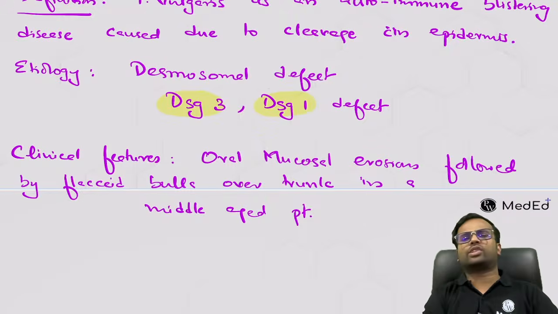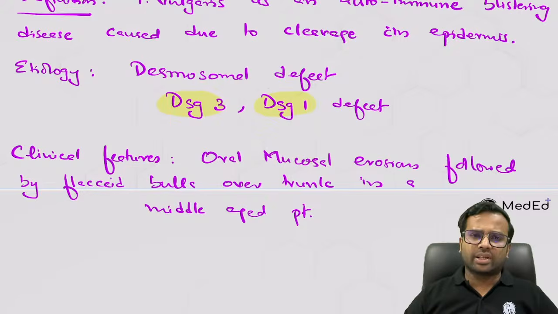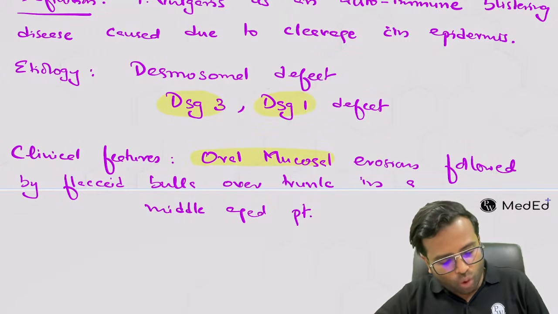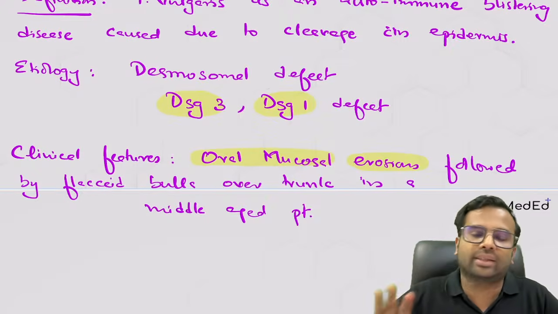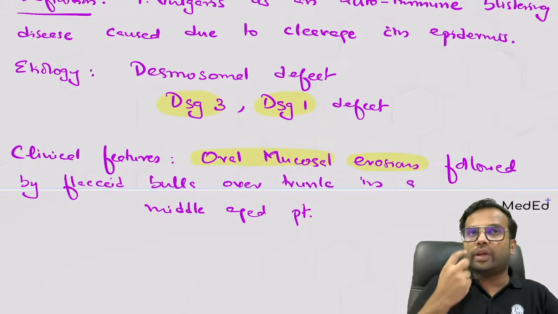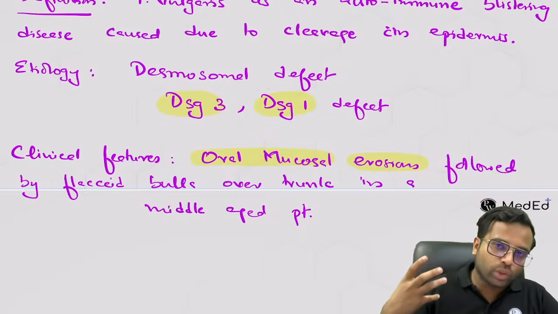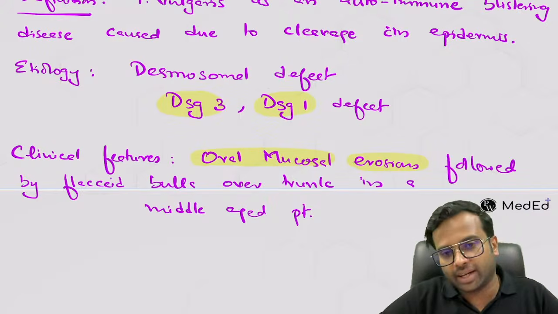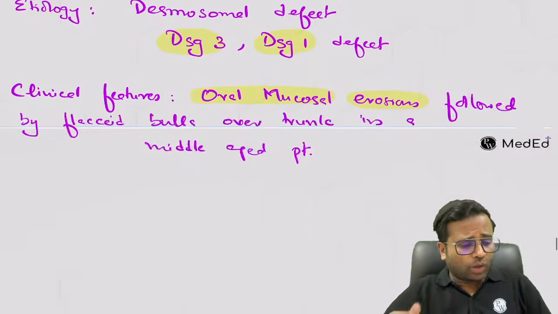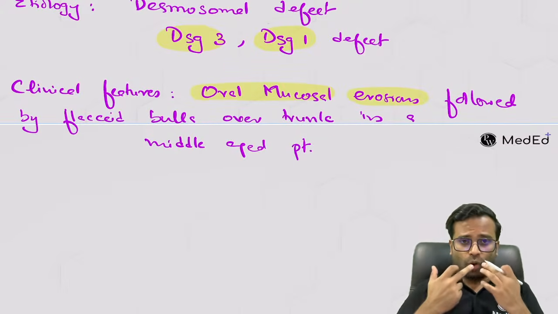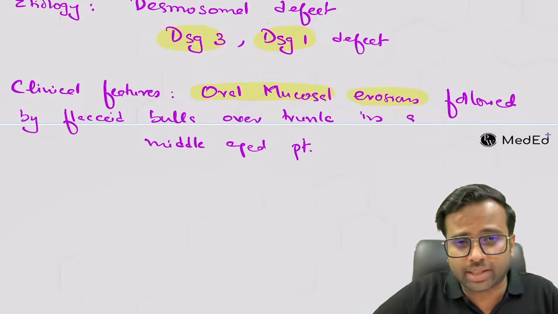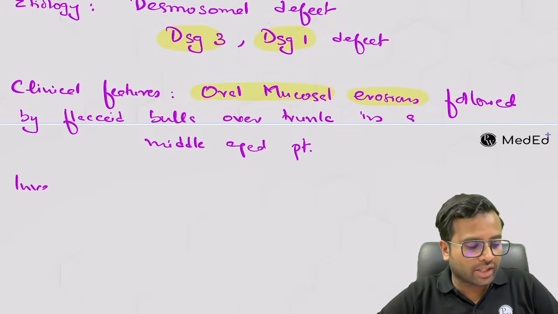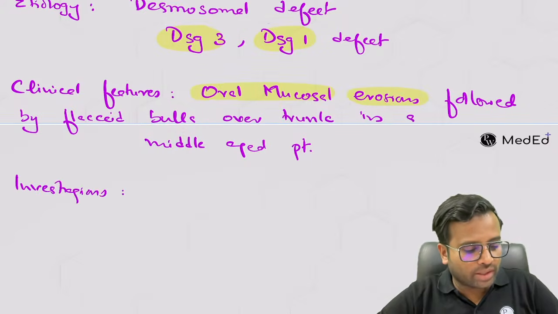Now, in pemphigus vulgaris, you just need to remember one thing. These patients, along with these bullous lesions in the body, will always have oral mucosal erosion. In fact, the disease begins in the oral mucosa. So when you see oral mucosal erosions along with bullous lesions in the body, think about pemphigus vulgaris. Now, once you see such a patient, you are definitely going to do some investigations, isn't it? To reach the diagnosis.